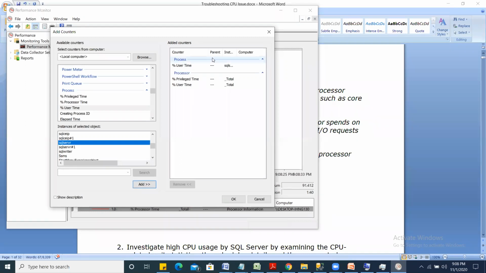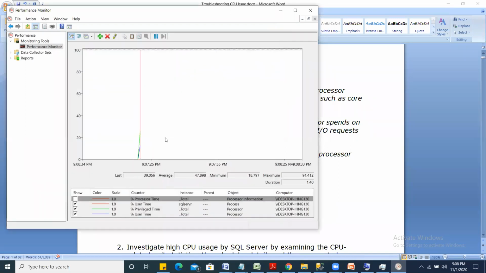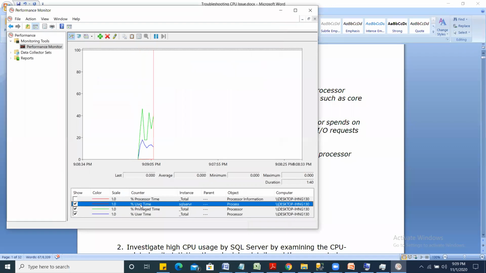Click on add, select it, and I think we have captured all of this. So click OK. Now here you have the graphical way, and you will have to look for the average value for each. So click on each. And this is the user time you have captured under the process object. It shows the utilization of CPU by SQL Server. What is the utilization right now? It is 0%. Nothing is happening in SQL Server.